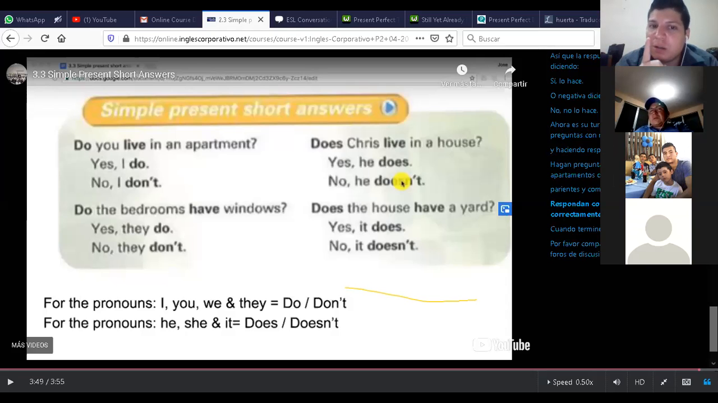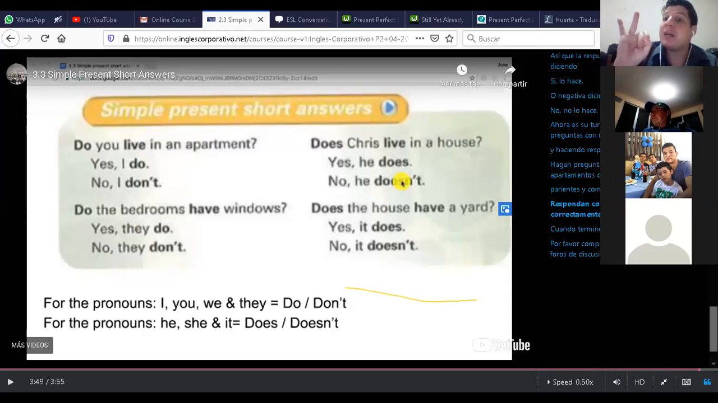How many bedrooms does it have? Good. ¿Cuántos baños tiene? How many bathrooms does it have? Good. ¿Cuántos garajes tiene? How many garages? Aquí va a ser el vocabulario que estemos ocupando, lo vamos a decir en plural.